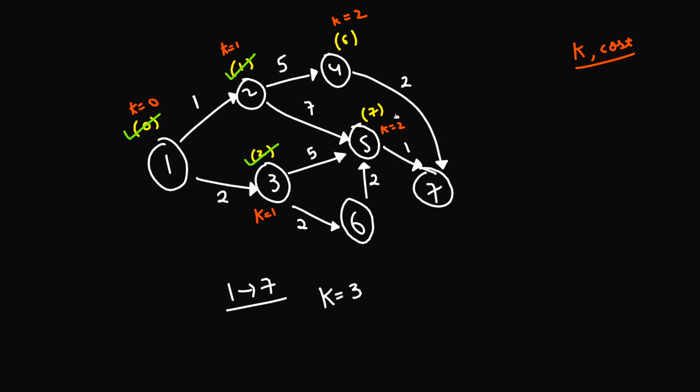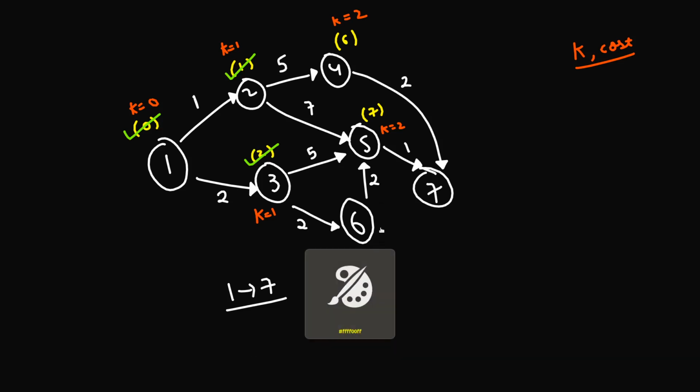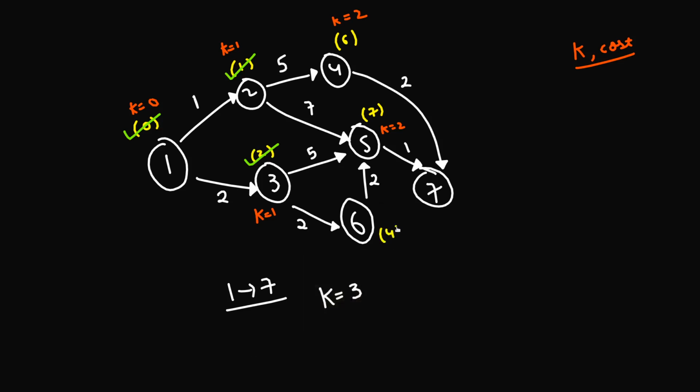Cool. The next neighbor is city 6. Since I have a cost of 2, 2 plus 2 is 4, so I can reach city 6 with a total cost of 4, and since this is 1, it's going to be k equals 2. Cool. So we have processed this city as well. I'll mark this like this, maybe. Yeah, it looks bad.